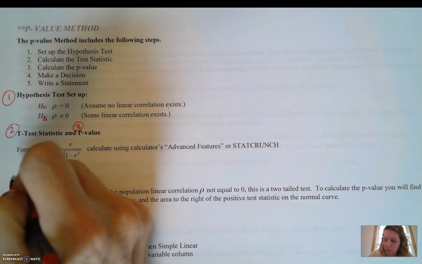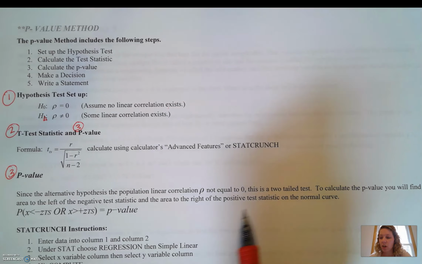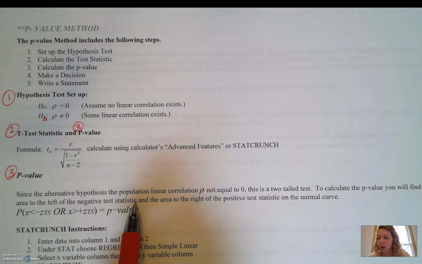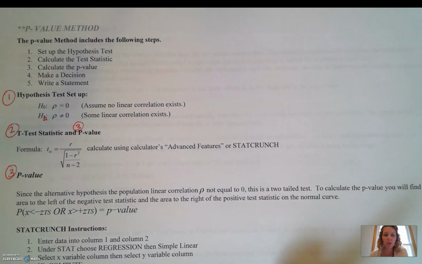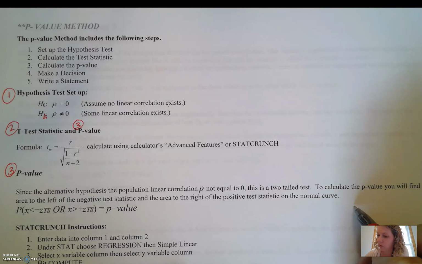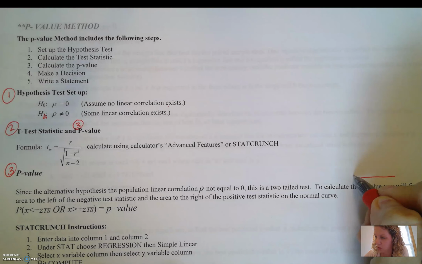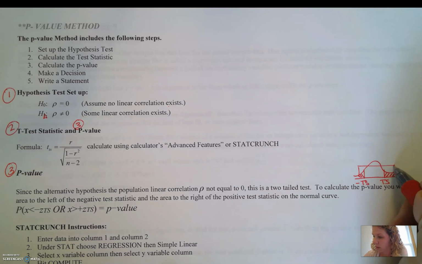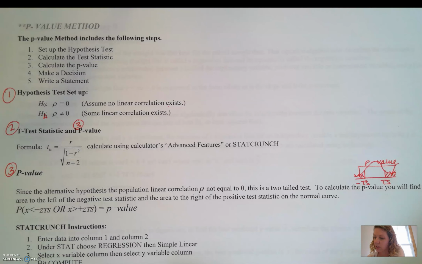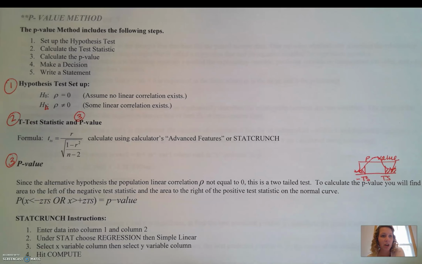So the p-value in step number 3 is, since the alternative hypothesis says the population linear correlation coefficient is not equal to 0, a two-tailed test. And remember when we talked about the test statistics, if you remember looking at the graph, if it's a z distribution, it's a two-tailed test. And this is the test statistic, the positive and negative values of those. And the p-value, remember, is the area under there. That's how we determine the p-value. StatCrunch, though, automatically calculates it all for us.